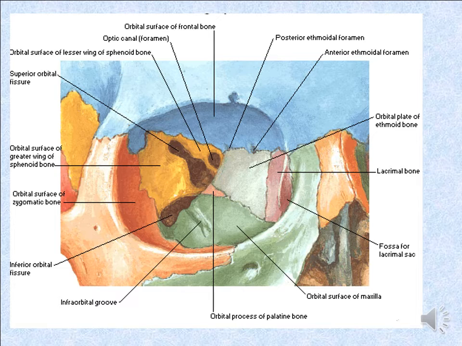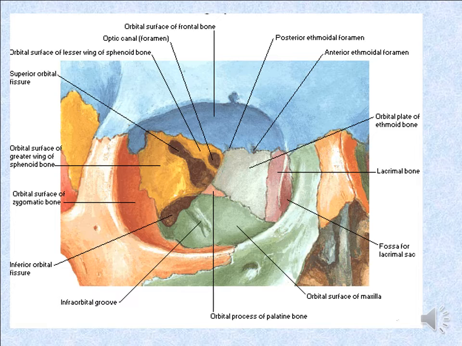The medial wall of the orbital cavity, from anterior to posterior, has these bones. The first two bones, two processes, the frontal process of the maxilla and the maxillary process of the frontal bone, form the medial edge, and then the lacrimal bone, and then the orbital plate of the ethmoid bone form the medial wall. Within the lacrimal bone, we have the fossa for the lacrimal sac and the nasolacrimal duct that goes to the nose.